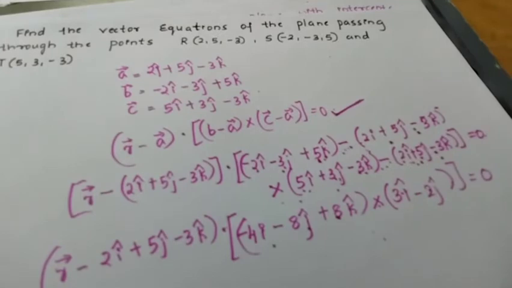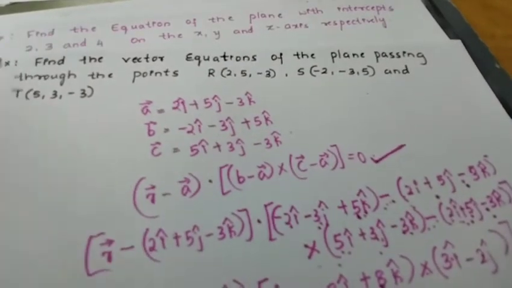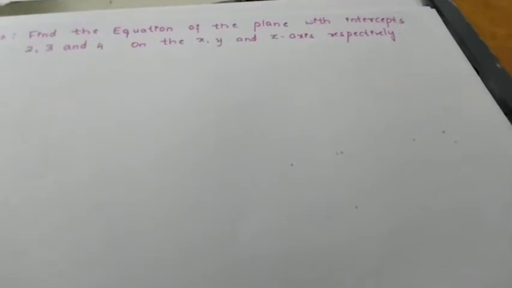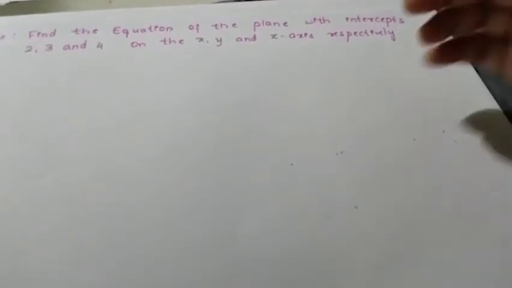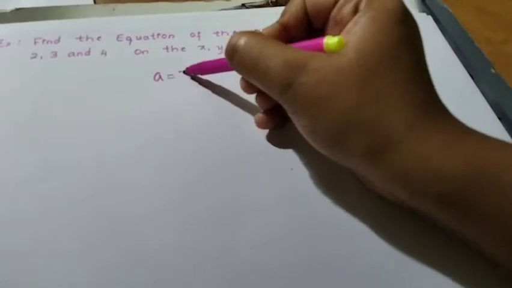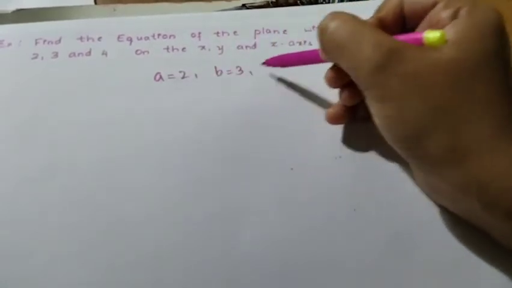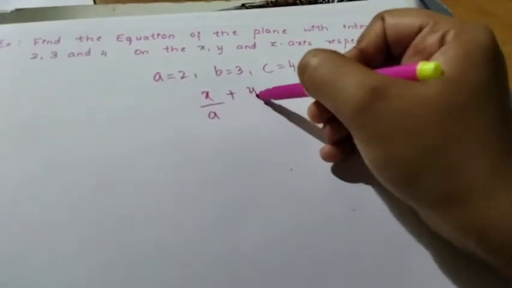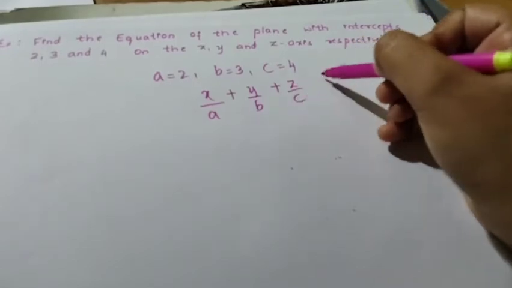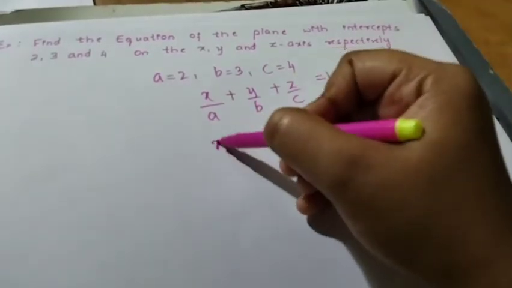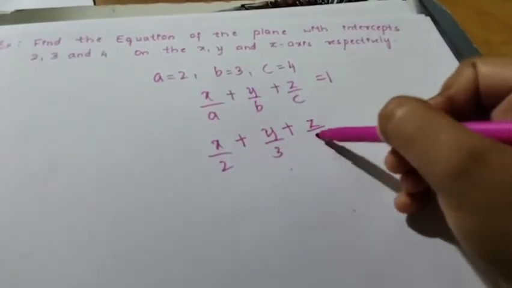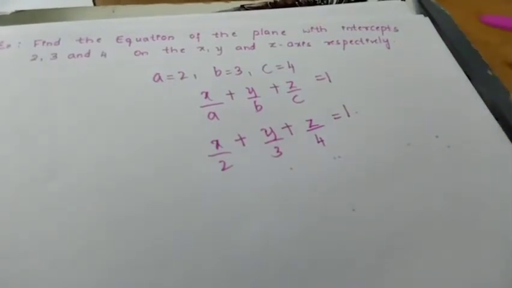Okay, so next I'll take up the next equation. Find the equation of a plane with the intercepts 2, 3, 4 on the x, y, z axis respectively. This is very easy. Intercept form: a is equal to 2, b is equal to 3 and c is equal to 4, they have given. So what is the intercept form? x by a plus y by b plus z by c is equal to 1. So you can write x by 2 plus y by 3 plus z by 4 is equal to 1. So this itself is the answer.